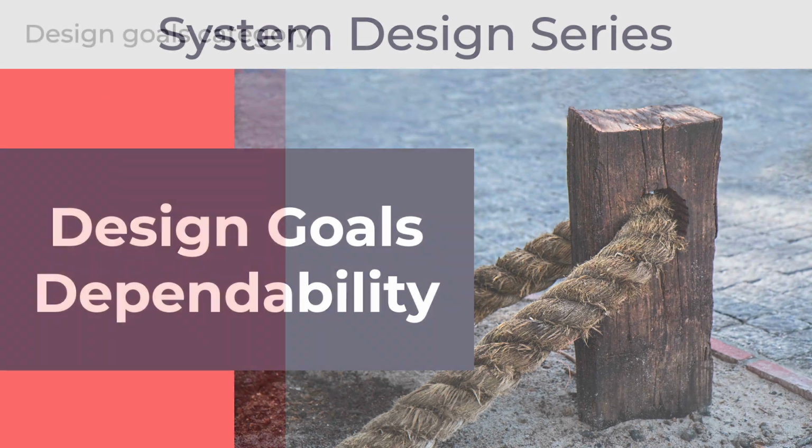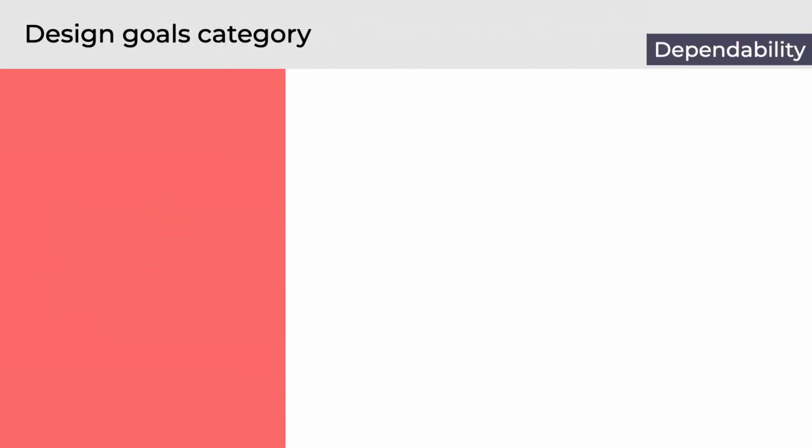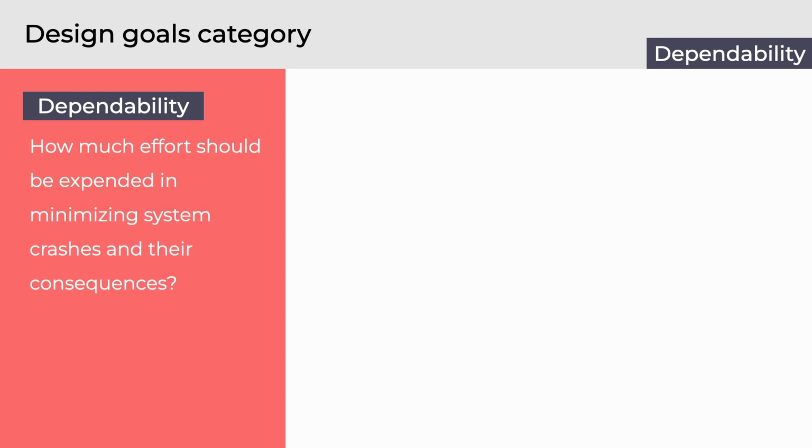So how can we describe dependability? Dependability refers to the effort required to minimize system crashes and malfunctions by making the system more available, reliable, and fault-tolerant. This category has many criteria that we can look into in order to define the design goals. We will start with an important criterion called availability.